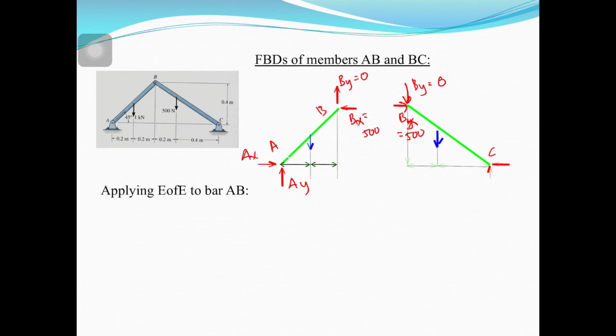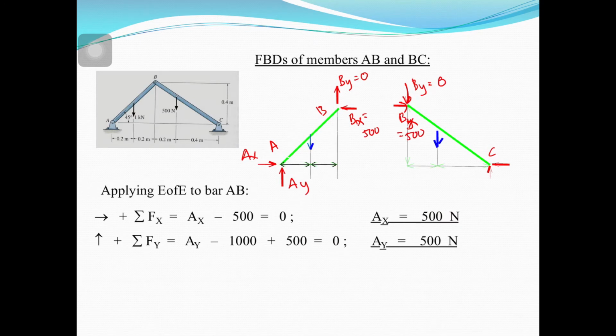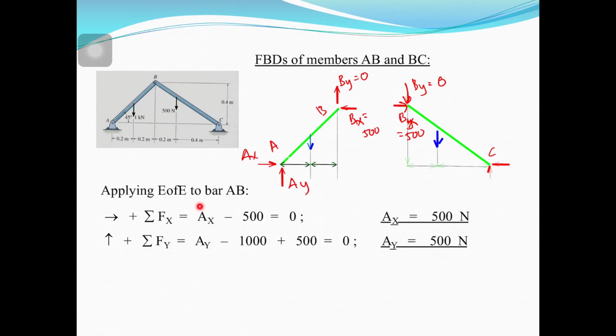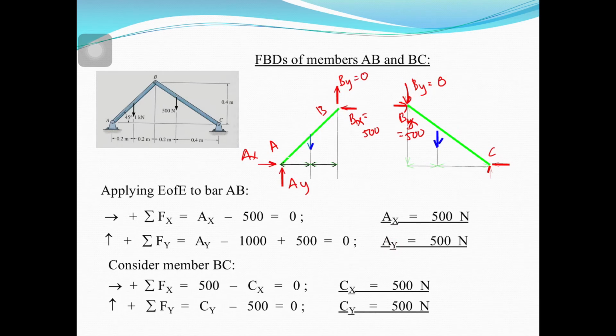Okay, so you are left with three unknowns, AX, AY, and BY, for one member. And then you can choose equation of equilibrium to find the reactions. So summation of Fx is equal to 0, summation of Fy is equal to 0. So you can find what is AX and what is AY.